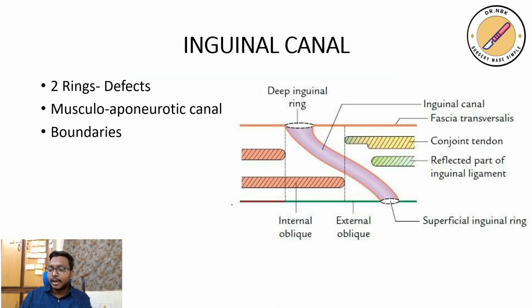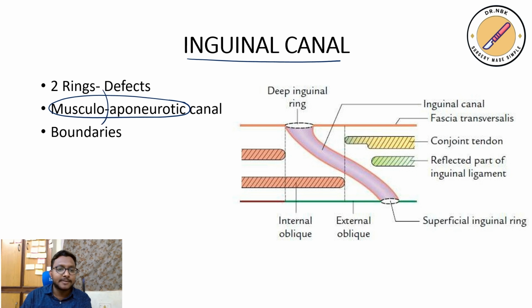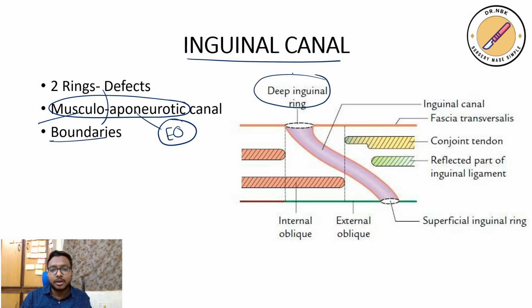Now coming to inguinal canal. If you understand the boundaries of inguinal canal, it is easy to understand the surgical part. To understand inguinal canal, we need to have an idea about anterior abdominal wall layers. So we will see what is inguinal canal basically. It is nothing but a musculo-aponeurotic canal. The name itself says muscles and aponeurosis. What is the aponeurosis we are talking about? External oblique aponeurosis. So it is present between two important rings. One is deep ring, another one is superficial inguinal ring.